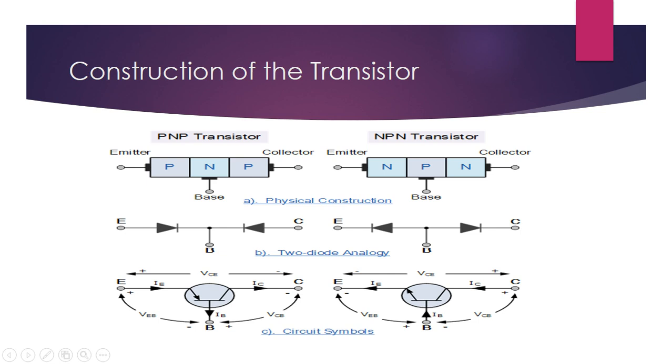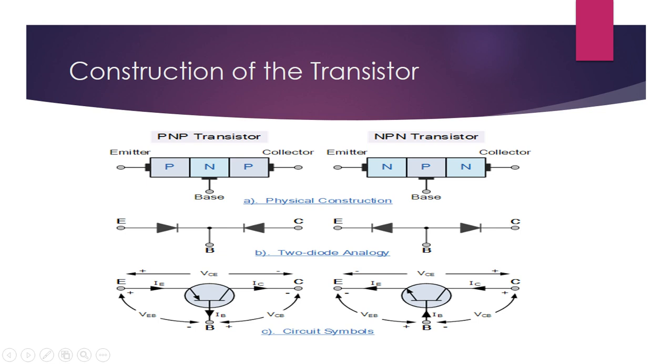Now, of these electrons which are emitted from the emitter, 95% cross the base region to reach the collector region. It should be noted here that the emitter is a highly doped region. When we say this region is highly doped, it means it consists of more majority charge carriers.